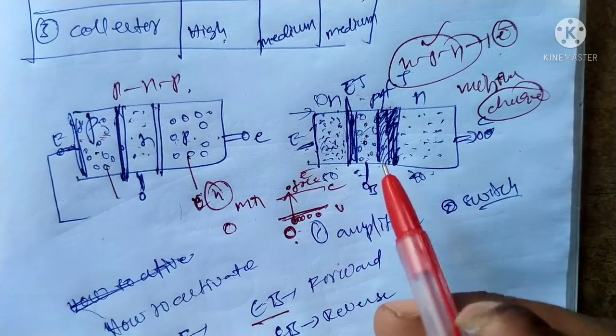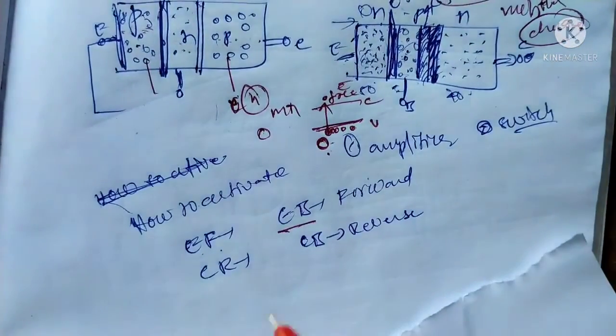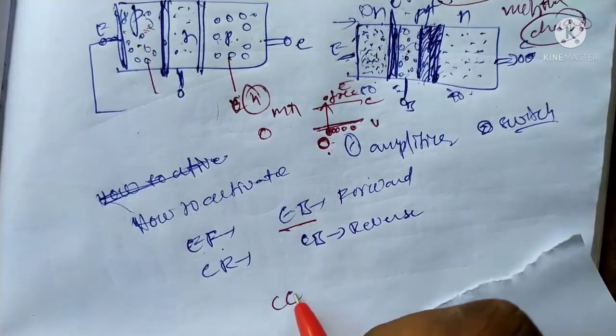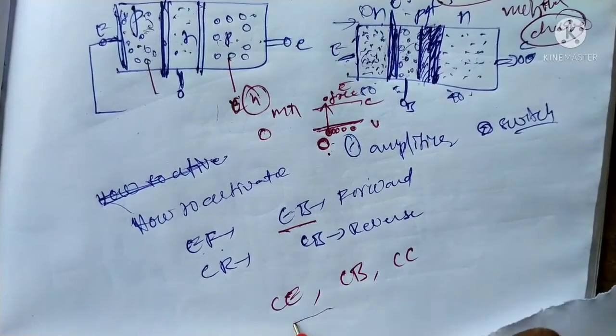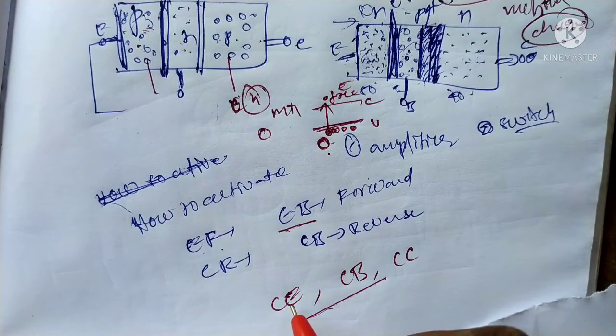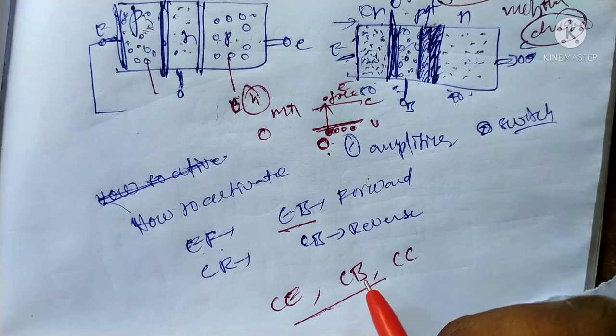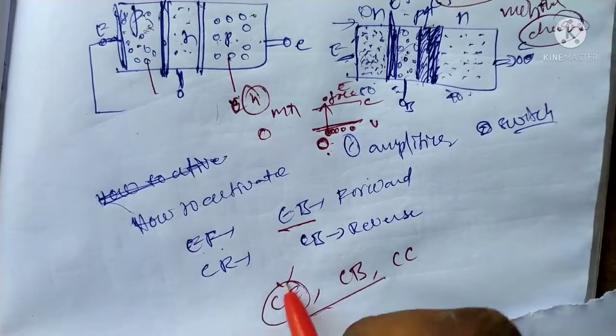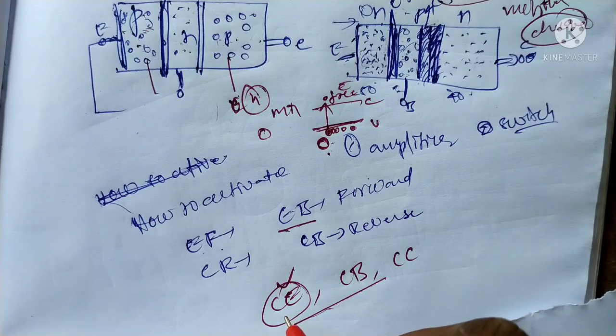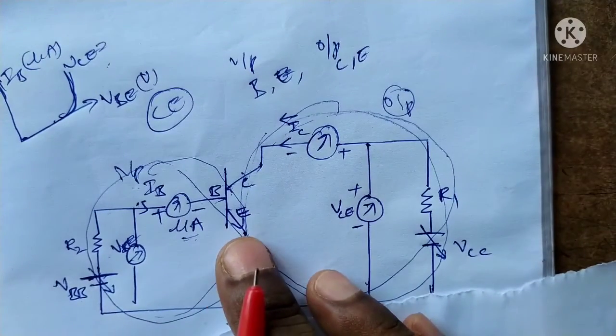In the NPN transistor there are three configurations: common emitter (CE), common base (CB), and common collector (CC). In common emitter, the emitter is common to the base and collector. In common base, the base is common to the emitter and collector. In common collector, the collector is common to the base and emitter. Any transistor has more advantages in the CE configuration. This is the CE configuration.